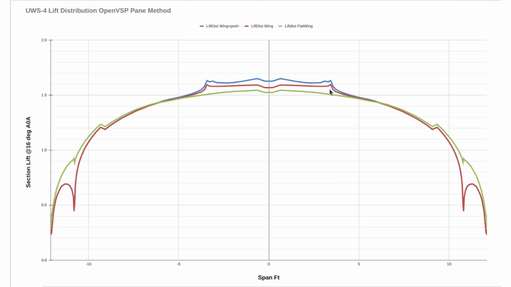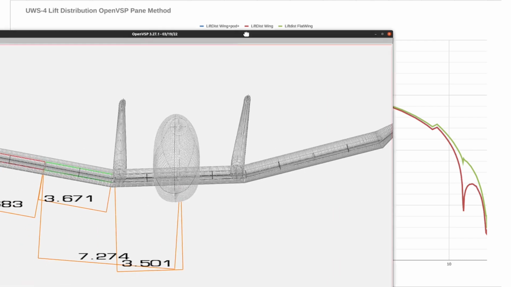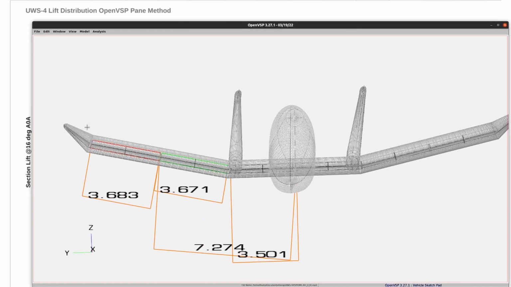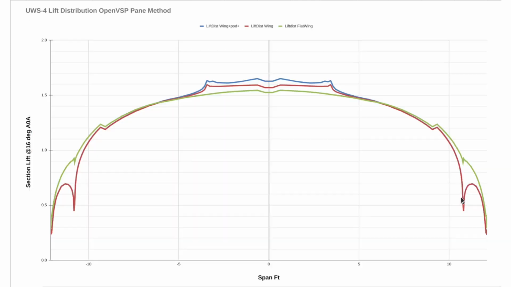So changes in dihedral clearly cause a little bit of an issue here in the lift distribution. And it almost got rid of this little dip down here where the winglet goes. So we have a very significant change in dihedral for this winglet. As you can see here, especially on the bottom, there's a significant change in dihedral. So that's why we're getting this dip right here. So I just really wanted to try to understand it. I'm not really going to change the shape of the wing yet.